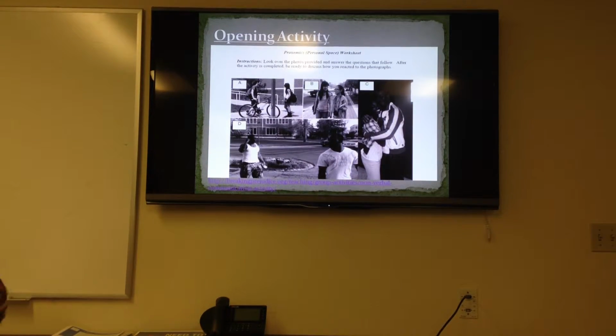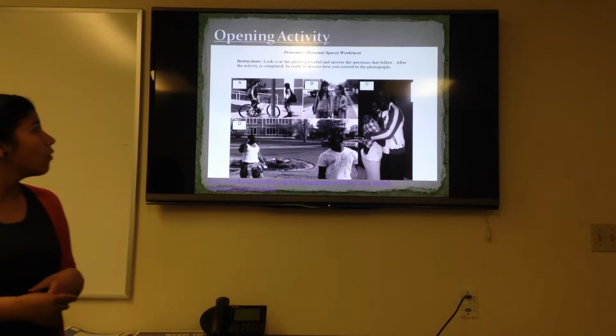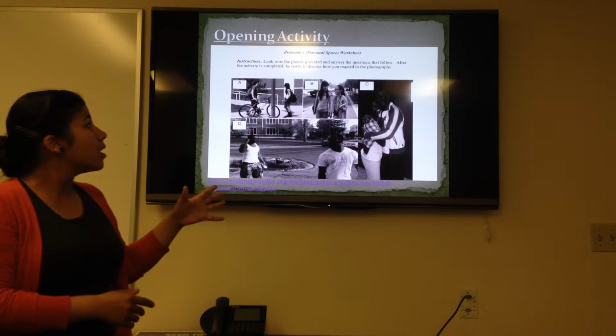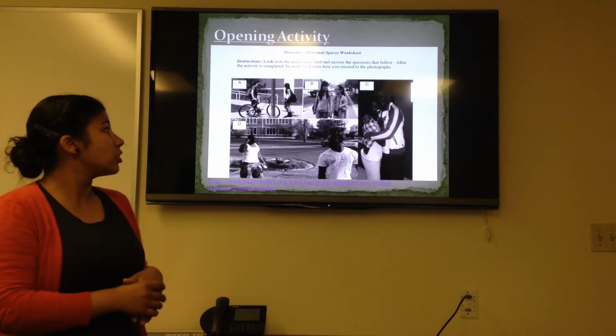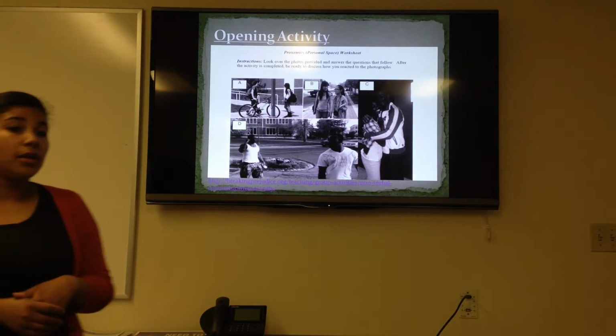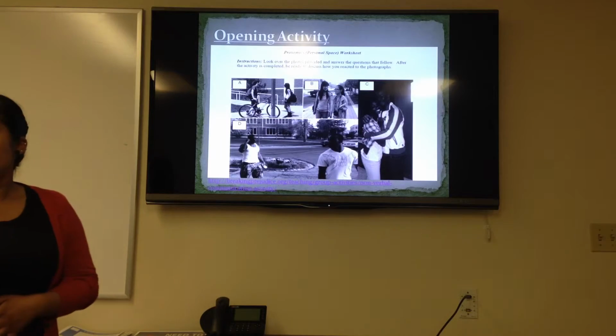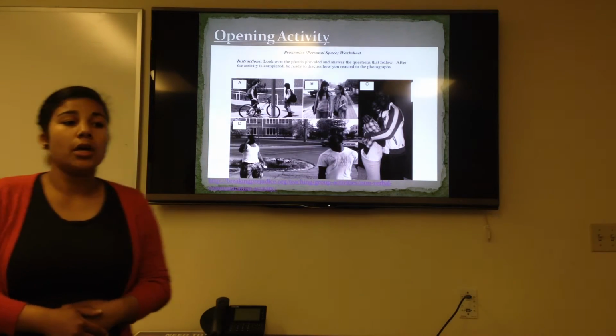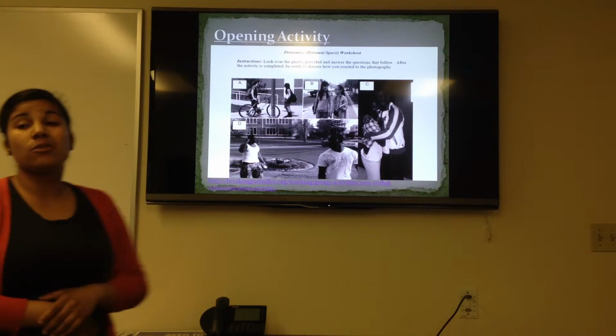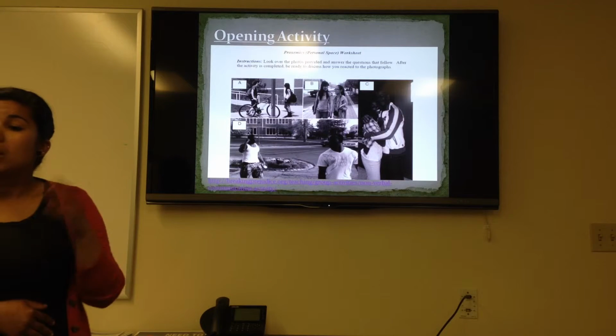So our opening activity involves looking over these photos provided and answering the following questions. You all have a copy of that handed out on your table. There are handouts there. Go ahead and share those with your group, and take a moment to look at these photos. Take about 2 minutes to look at each photo.